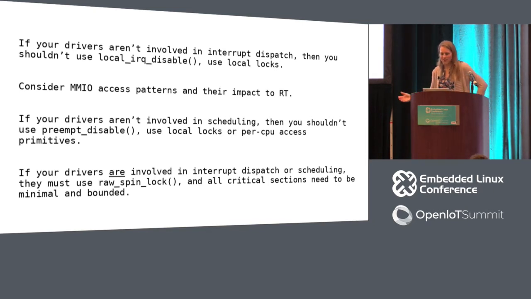If your drivers are involved in interrupt dispatch and scheduling, then you need to use raw spin locks. You can't nest a regular spin lock within a raw spin lock. That's bad. In fact, we've discussed for a long time making that trigger lockup splats in mainline so we can catch these issues. We haven't done that yet, but it's possibly coming in the future, or certainly coming in the future. I just don't know when.